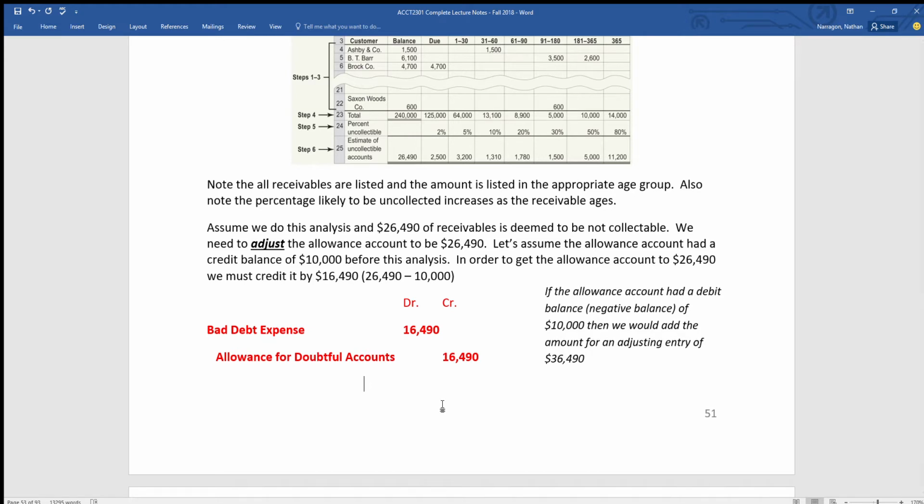Now, as you can see here on this note, if it was the other way around, because allowance for doubtful accounts every now and then may have a debit balance, say it has a debit balance of 10 grand, then we need to add the two, because it's a debit balance. We know it's supposed to be a credit of 26,490. So with that, the adjusted entry is 36,490. Here, notice that we had a credit balance. So that one's a little bit tricky to understand. Again, T accounts do help. So I would definitely do a T account. Know that when we estimate these, again, that's a credit balance.